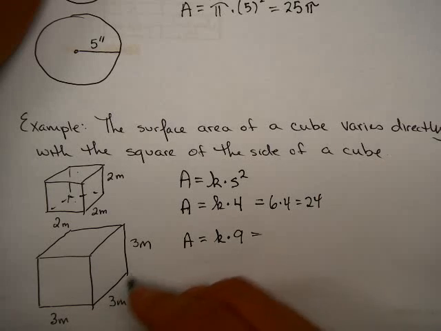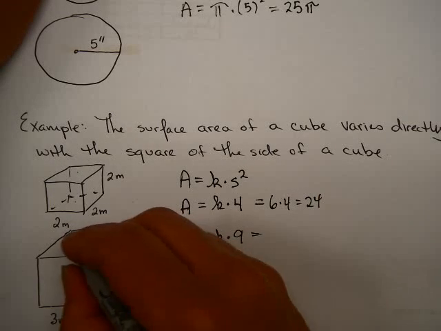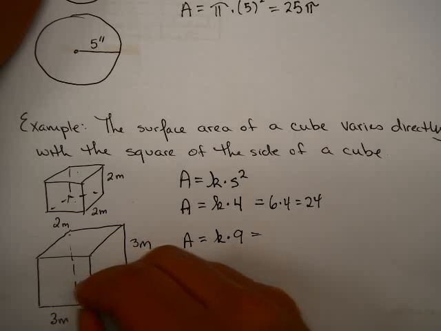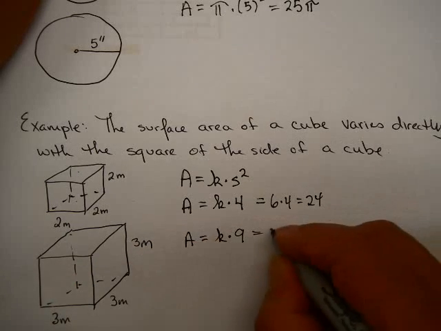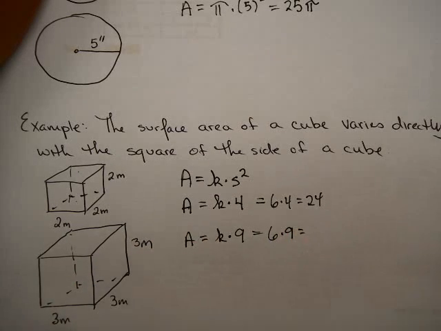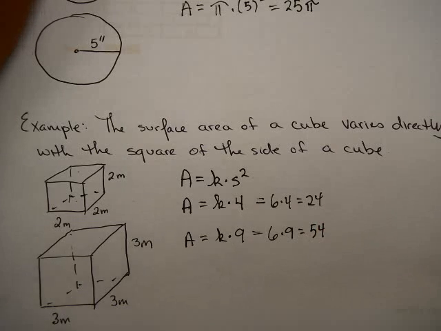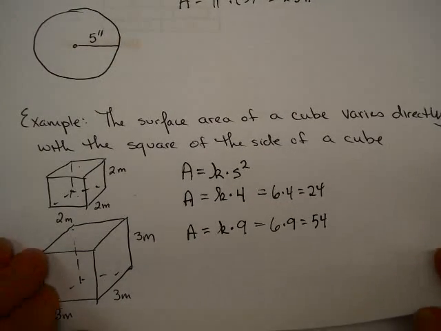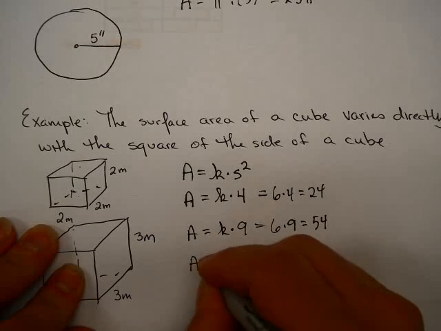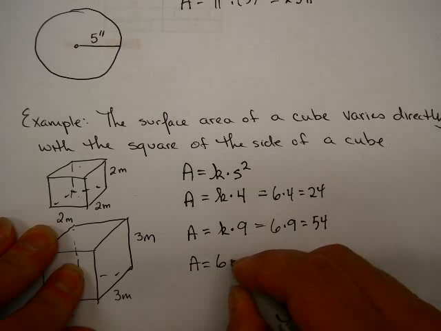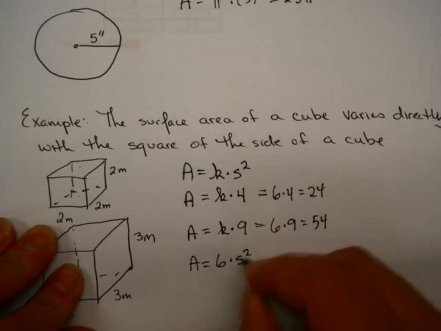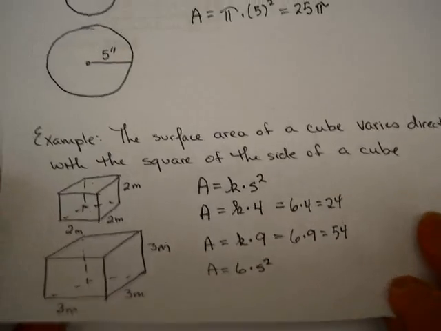And the area here would be 9 times 6, or 6 times 9, which would be 54. And so that gives me another example of where I have quadratic variation. So surface area in general for a cube is 6 times s squared.